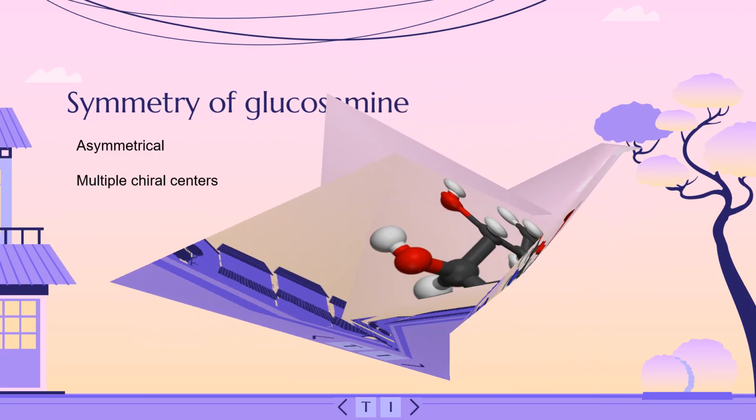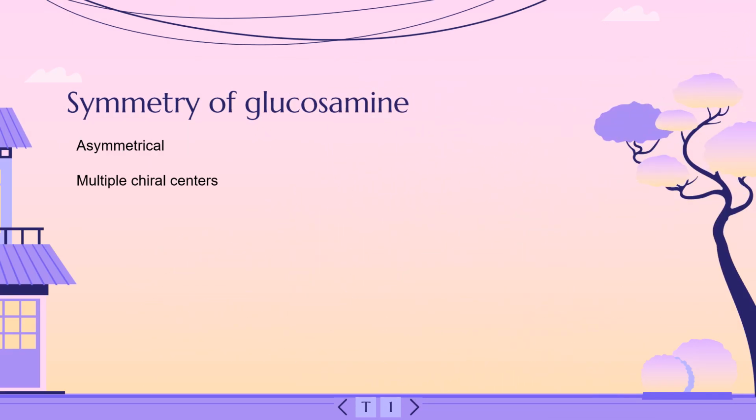Symmetry of glucosamine. It is asymmetrical, and this is due to the multiple chiral centers in the molecule, which give it a unique asymmetrical form.